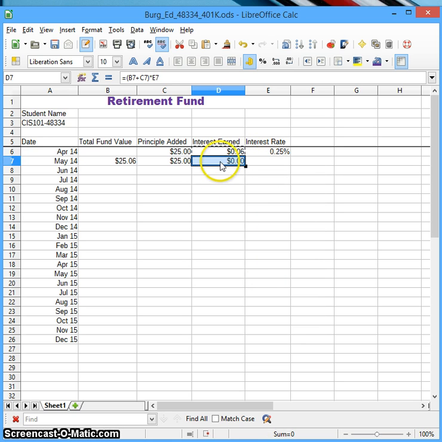paste that. Now the reason it's coming out to be 0 is we don't have an interest rate here. Well, again, a relative reference: the interest this month is equal to the same as it was last month. Now this looks correct. Now we earn 13 cents.